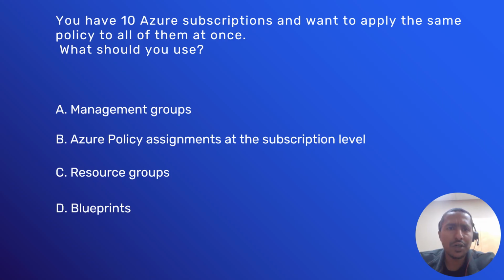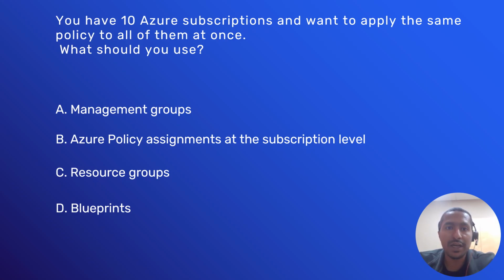Now, reading this question deeply, right away, I can identify two key phrases here. First one is 10 Azure subscriptions. Second one, apply the same policy to all of them at once. So this question is really about scaling governance. How do we manage policy across multiple subscriptions efficiently?